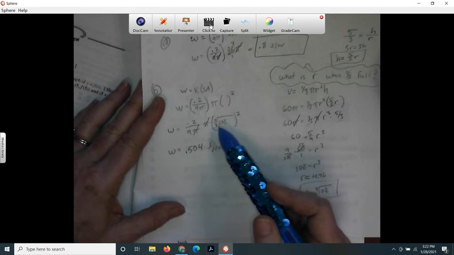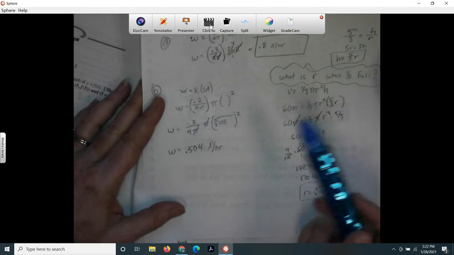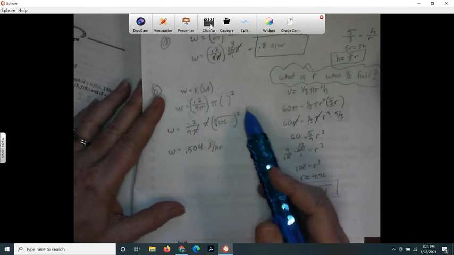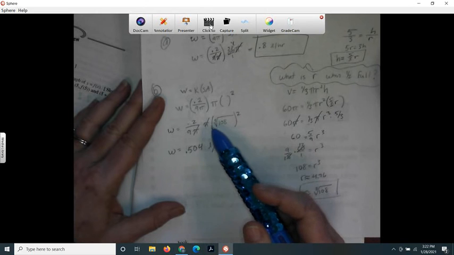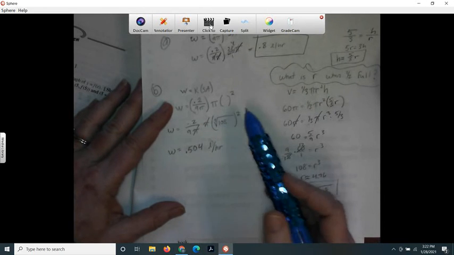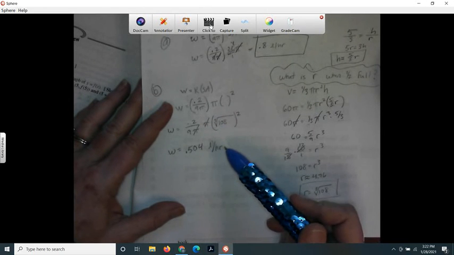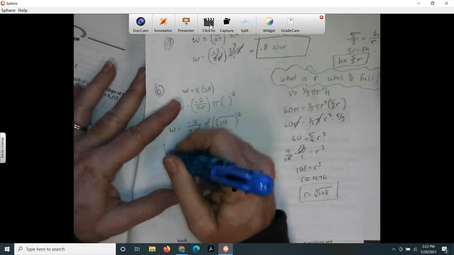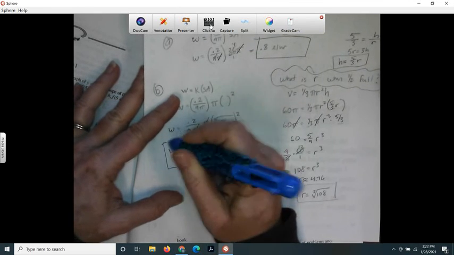So this is a little ugly, but I just stuck it in my calculator. I crossed out the pi's, and then I went 0.2 times the cube root of 108 squared divided by 9, and you get this. Sorry that was so long, but it's kind of a complicated problem.